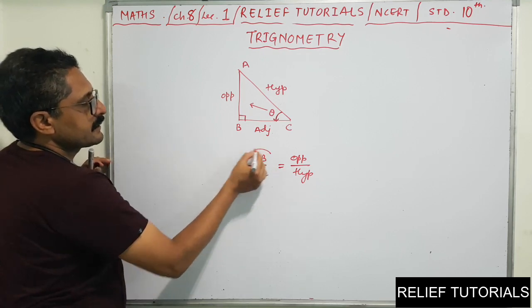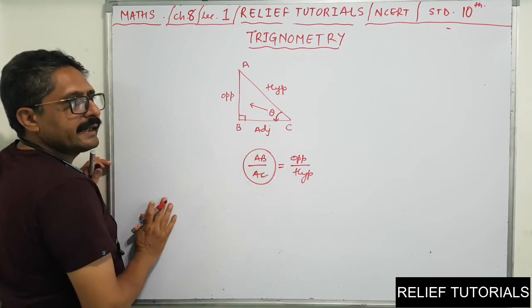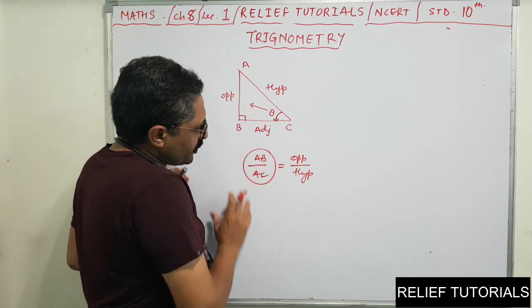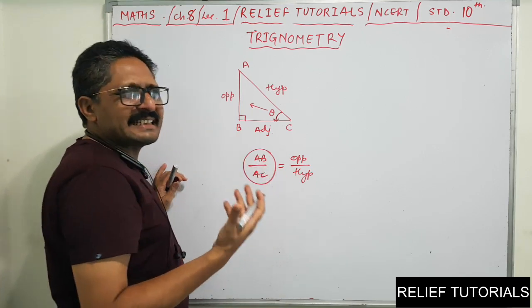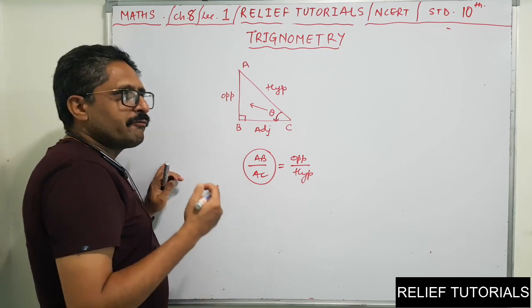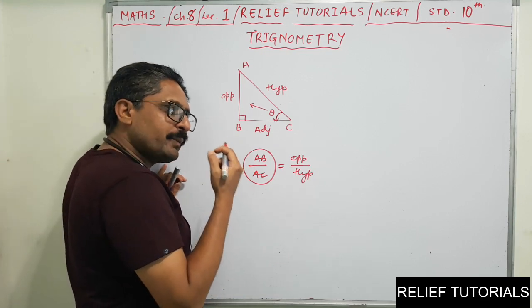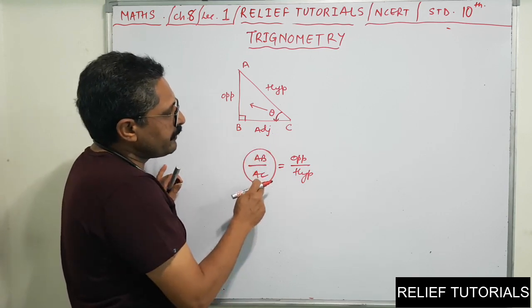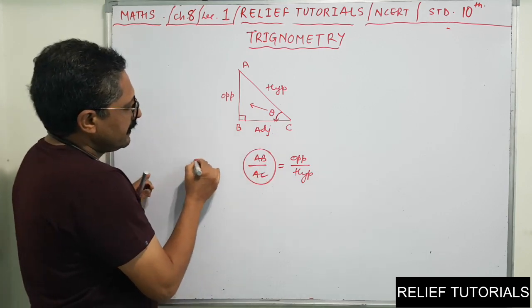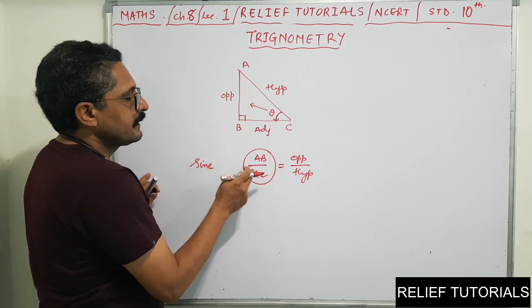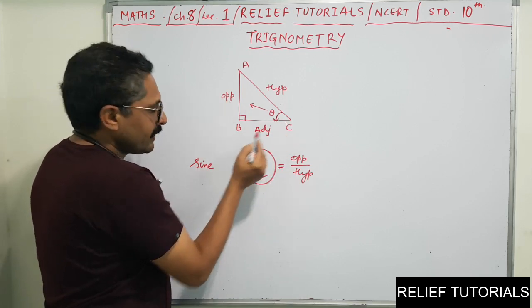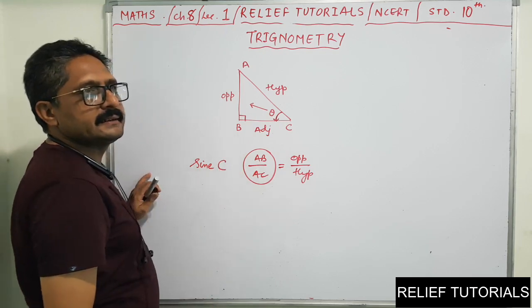Okay, so now I will write here C. One ratio, this AB upon AC, that is opposite upon hypotenuse. So this ratio has been given a name. See, all these 6 ratios are there, so we have to give some name to each particular ratio to identify those ratios. So this ratio is called sine, and this opposite side is based on angle C. So I can say sine C.